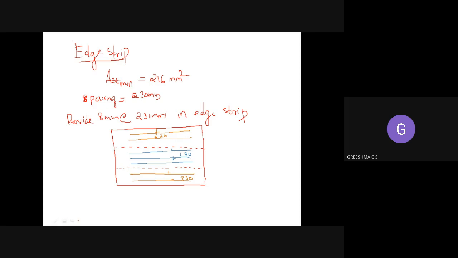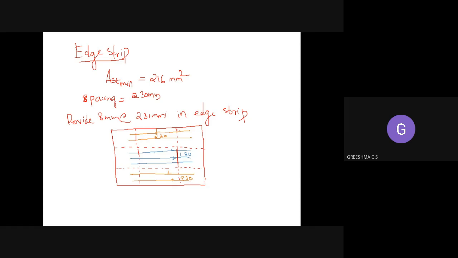Next, over this, first we provided the x directional reinforcement, and over this you have provided reinforcement along the y direction. Here also you have to divide this into 3 strips, edge strip and middle strip. Coming first to the middle strip, we have provided 8 mm diameter reinforcement at a spacing of 190 mm.